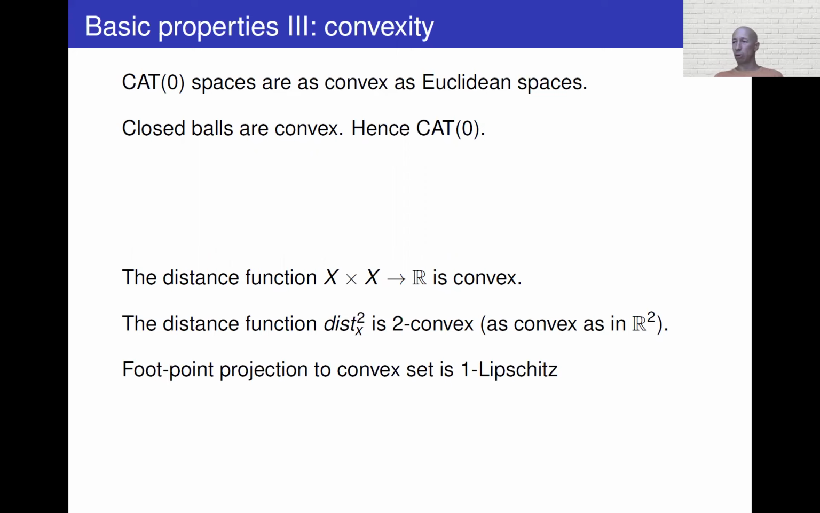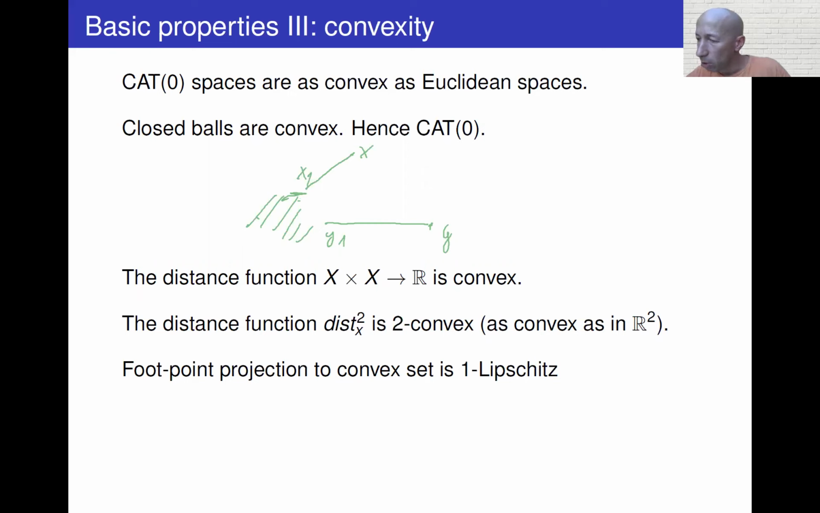Another very important convexity property, which is very widely used in CAT(0) geometry, is that, first of all, the distance function to a convex subset is itself a convex function. And whenever we have a convex subset, then for the foot point projection, for any point X there is a unique point on this convex subset which is the closest point to X. And the distance between X and Y is not less than the distance between X1 and Y1. This is very easy to see, using the first variation formula and the convexity statement I just made.